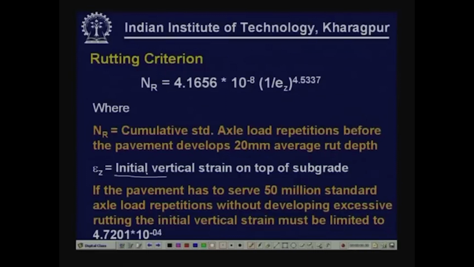So, the initial thicknesses, initial materials, because standard loading is already fixed, we are considering the standard loading, there is nothing to change there. The only thing that we can change is the layer thicknesses and the materials that we use. So, these have to be carefully selected so that the initial computed strain is going to be less than 4.7201 into 10 to the power minus 4 if we want the pavement to be serving at least 50 million standard axles during its service life period.